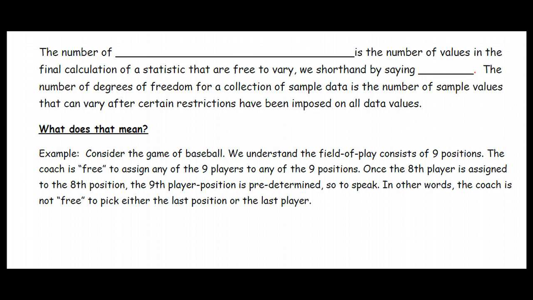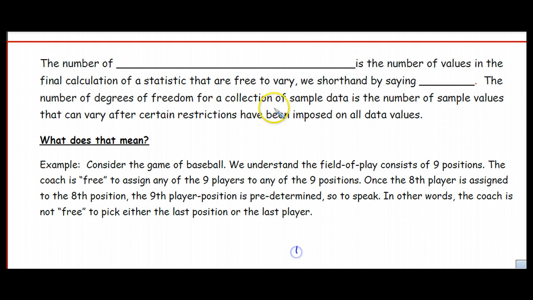Because we said that n matters, how big our sample size matters, we need to discuss the number of degrees of freedom. The degrees of freedom is the number of values in the final calculation of a statistic that are free to vary, and we shorthand by saying DF, degrees of freedom. Now let's talk about what this means.